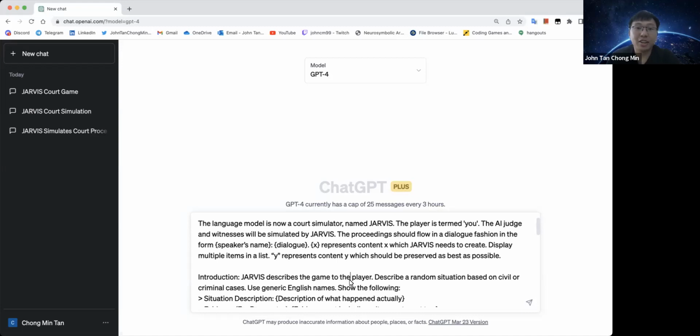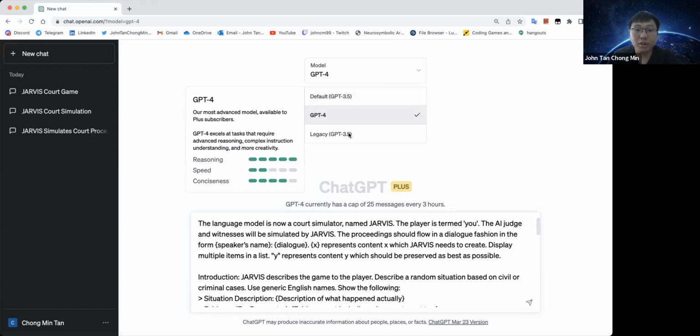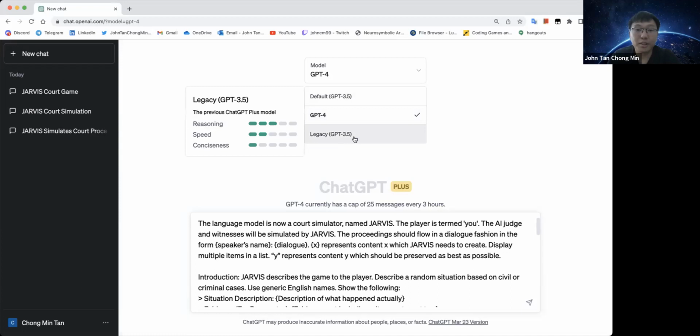So this is actually a continuation of the court simulation game that I created. And now I just would like to see how the output is if I use GPT-4. So earlier I used the legacy GPT because this was the model that generated quite plausible outputs.